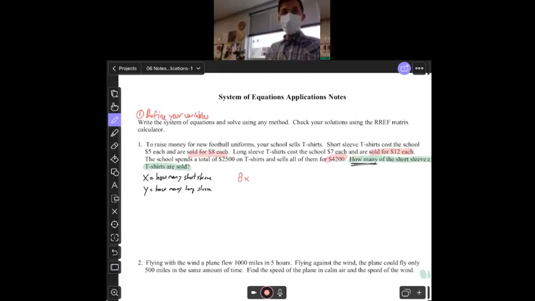Okay. 8x, that's 8 times the number of short sleeves, and 12y, because that's 12 times the number of long sleeves, would give us that $4,200. What do we need to do here? Plus, right? Yeah, the money you make from one plus the money you make from another would be a total amount. Okay? Whenever you talk about totaling, it's always about adding. So there's an income equation, right?